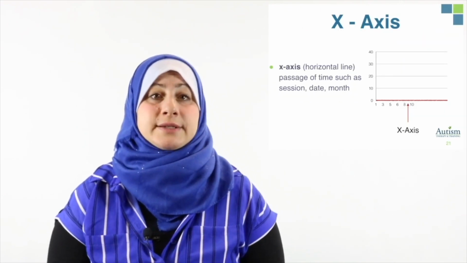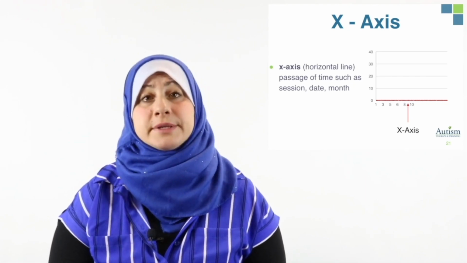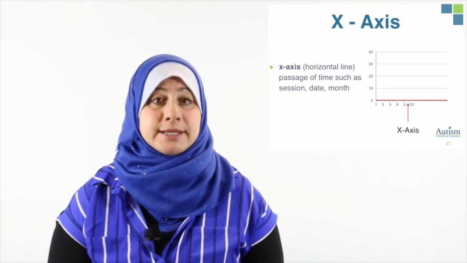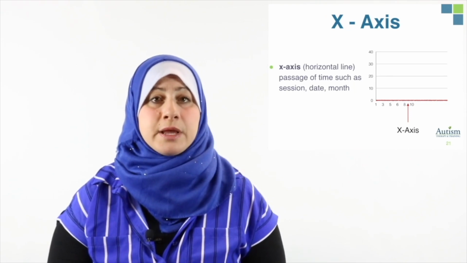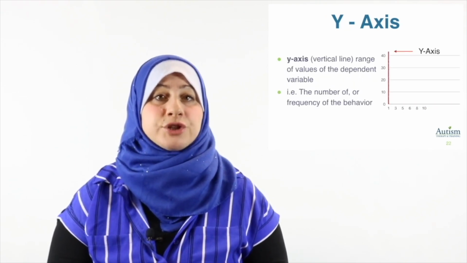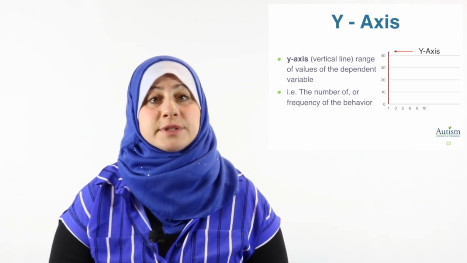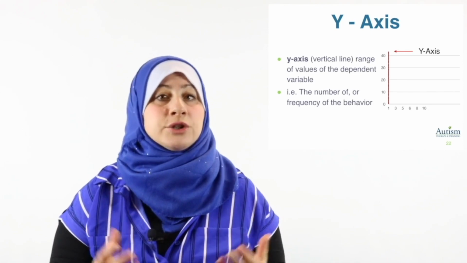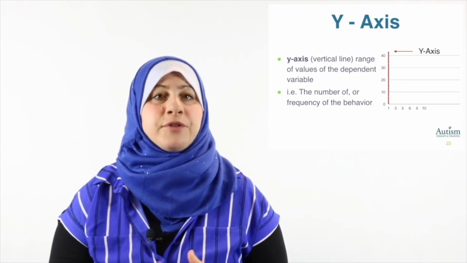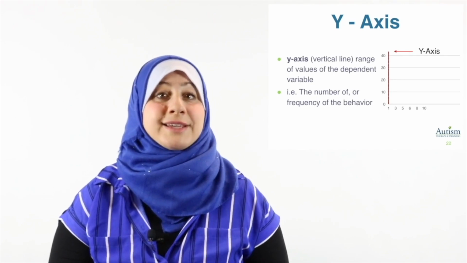There is the x-axis, which runs horizontally, and it shows the passage of time, such as session, date, month, and so on. The y-axis is the vertical line, which shows the range of values of the dependent variables, such as the number of times a behavior occurred or the duration. It's the behavior being measured. And here's our beautiful y-axis in red.